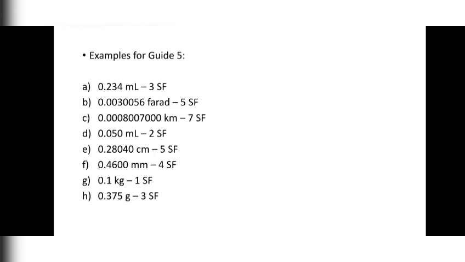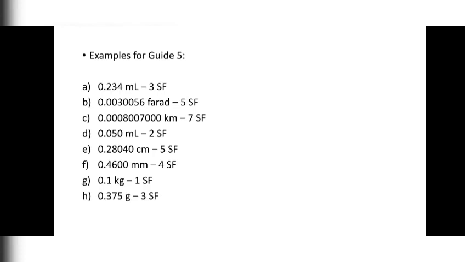For letter E, we have 0.28040. It starts already with the non-zero digit, so it's all 5 significant figures. For letter F, we have 0.4600 millimeters. It starts at 4 and ends at 0, so there are going to be 4 significant figures.